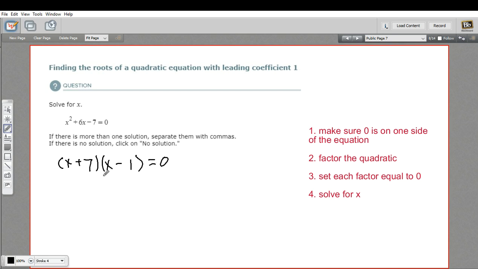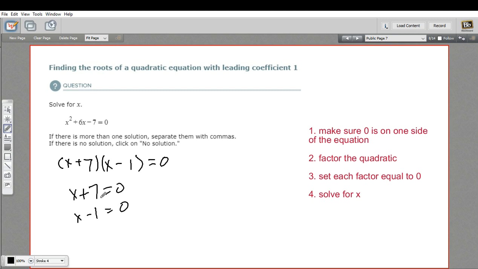Now, the idea here is that two things multiplied by each other equal 0. That means one of them's got to be 0. So either x plus 7 has to equal 0, or x minus 1 has to equal 0, or maybe both. So we set the two factors equal to 0. Then we solve them each for x.